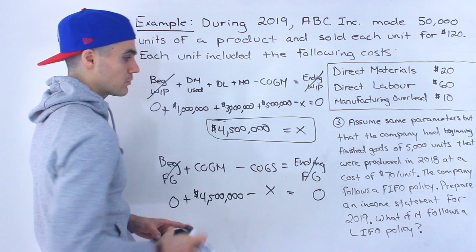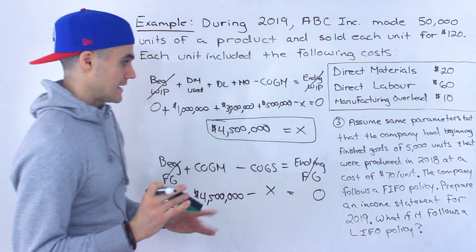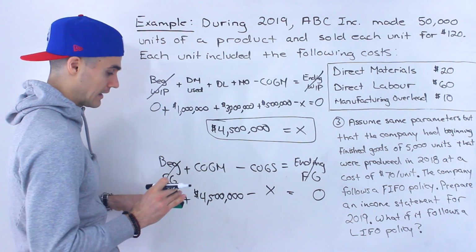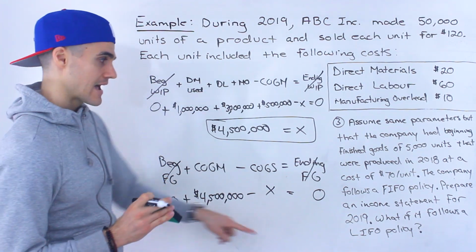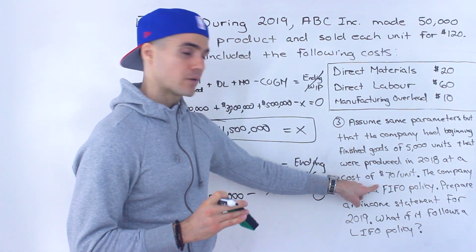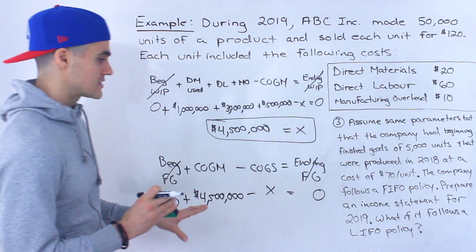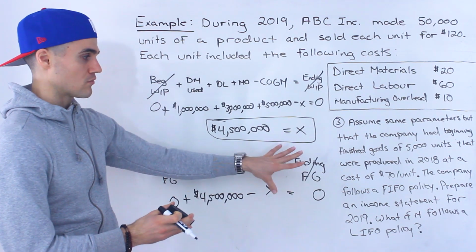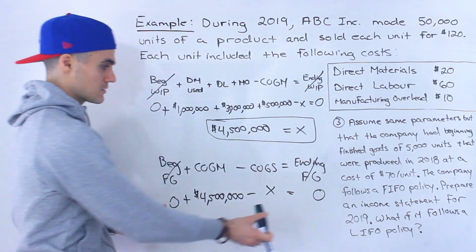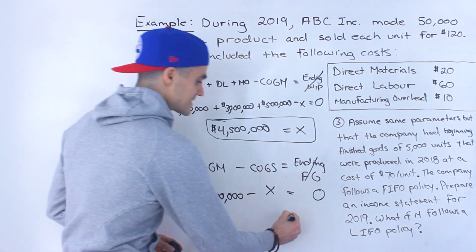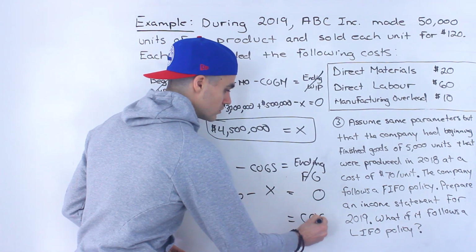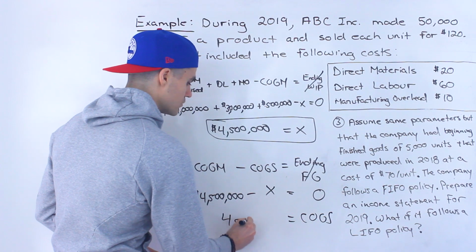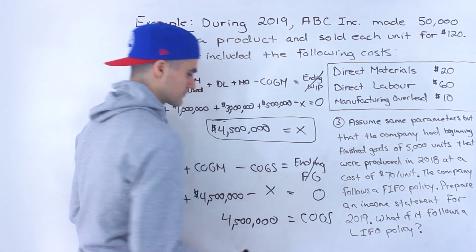Now in number 3, what's going to be different is that this number is not going to be 0 anymore. We're going to have beginning finished goods, and because that company is going to be following a FIFO policy, it's going to affect this cost of goods sold, so the income statement is going to change for number 3. But for number 2, this is 0, this is 0, and so basically that cost of goods sold, right, when we isolate for this X, is just equal to the 4.5 million.